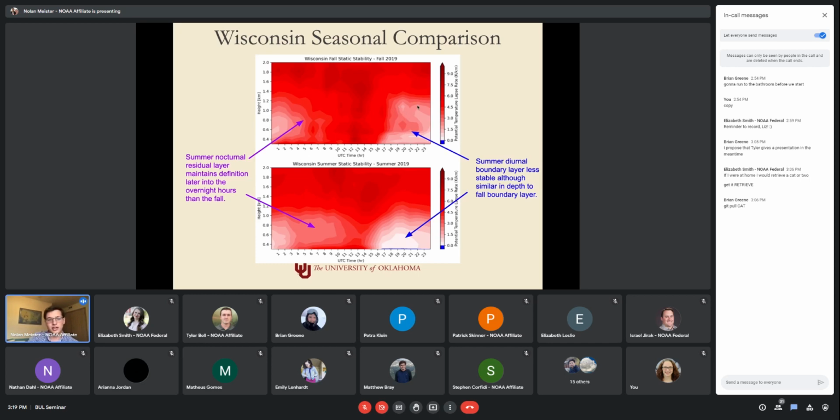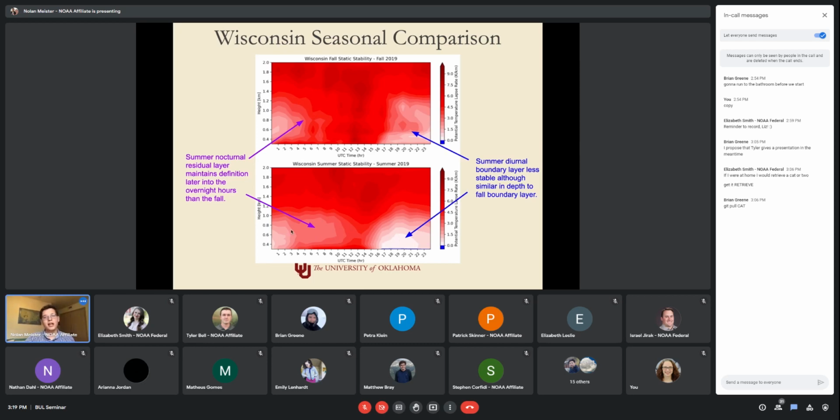And then the other feature worth noting is this residual layer that develops overnight. You'll note that the residual layer lasts basically until daybreak in Wisconsin in the summer, and it lasts until midnight or so in the fall. So this is kind of intuitive. In the summer, we're expecting to get more incident solar radiation. With that, we're probably going to expect more vertical mixing and a more statically unstable boundary layer. So it makes sense that we have a more unstable boundary layer and residual layer in the summer than in the fall.